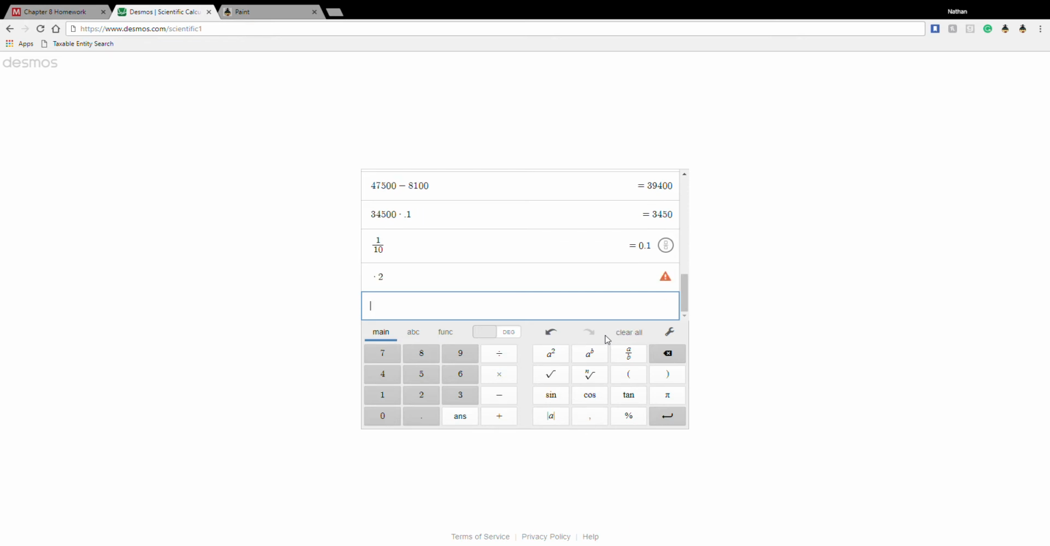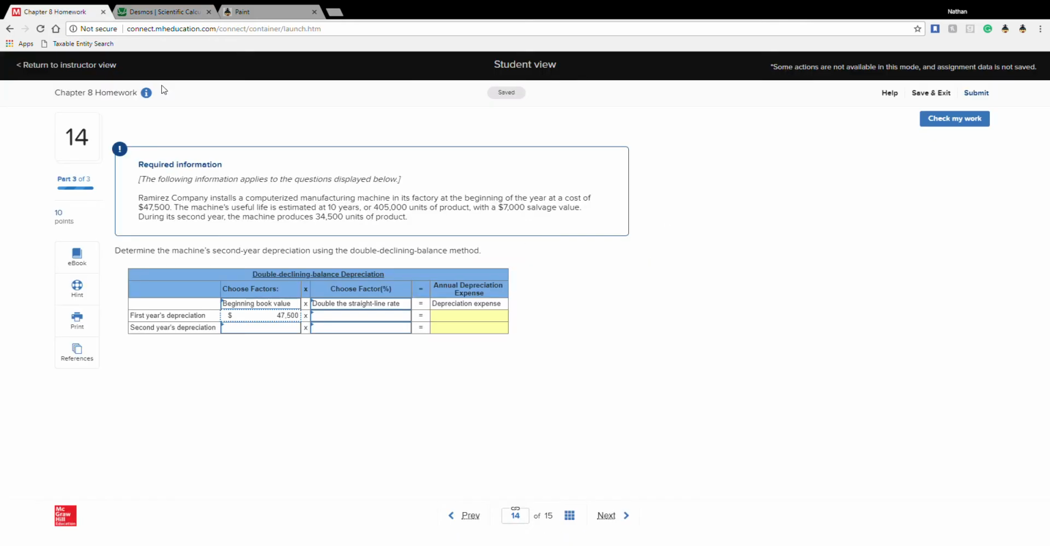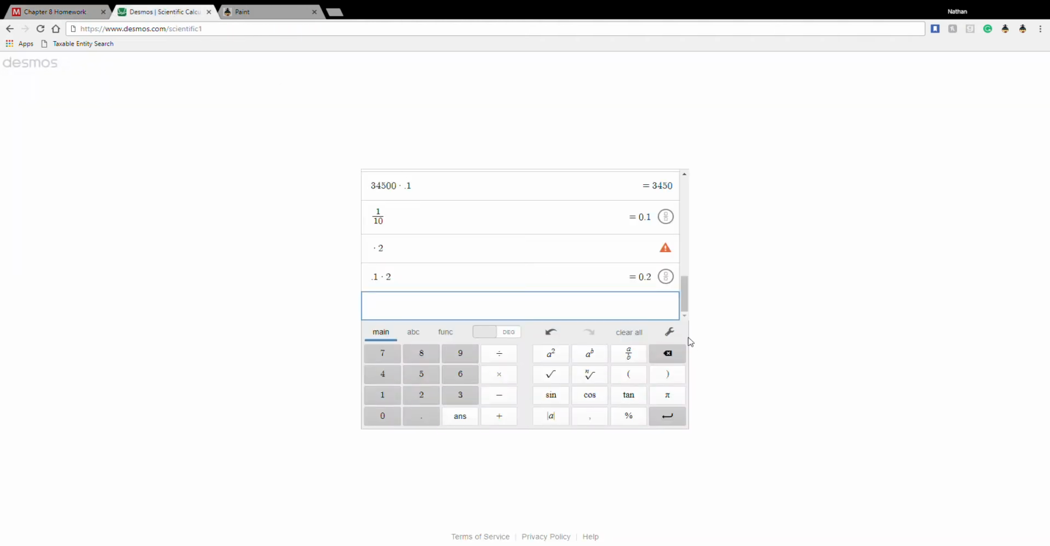Oops. And I thought this calculator would do that answer thing. So 20%. So again, we know this is already going to be 20% also. So to get the next year book value, we have to take the current book value and subtract out depreciation expense. So that's 47,500 minus 9,500 should be 38,000.